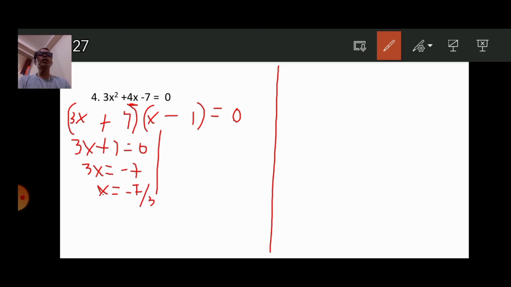The other one, equate the factor to 0. You have x minus 1 equals 0. Transposing 1 to the other side, or solving for x, you will have x equals positive 1.